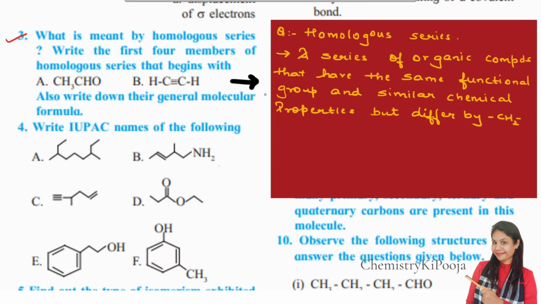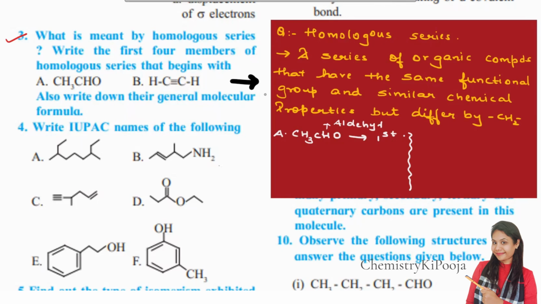The first one, A, is given to us is CH3CHO. They have asked us to write down the first four members of the homologous series that begins with this particular group. So this is the first member. Now, first we need to identify what is the functional group present here. The functional group they have given is aldehyde.